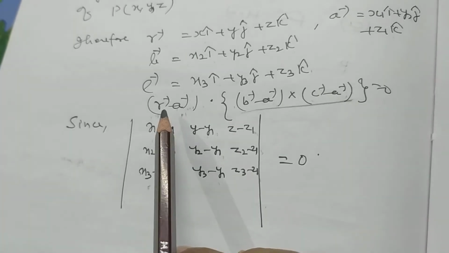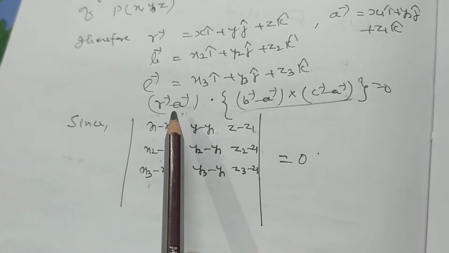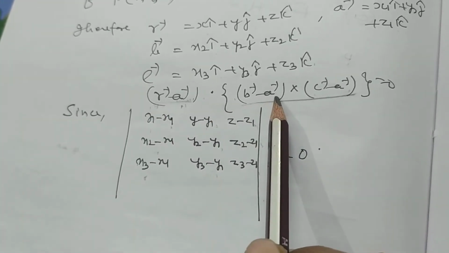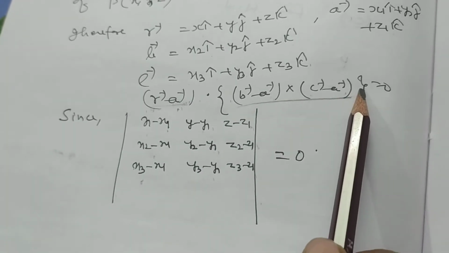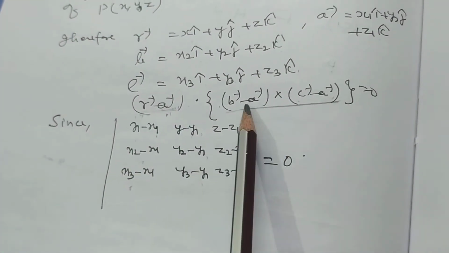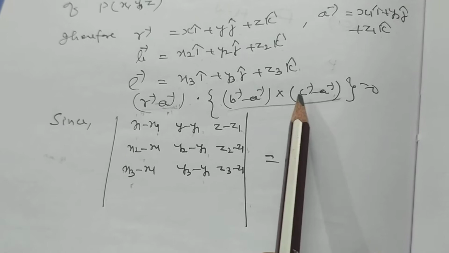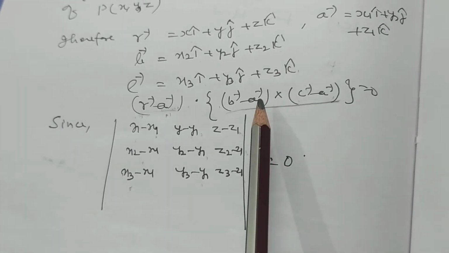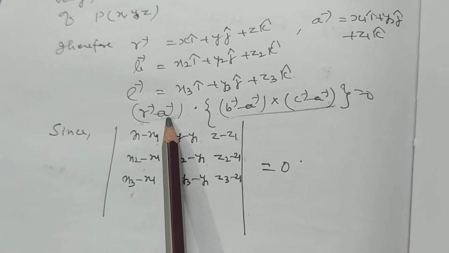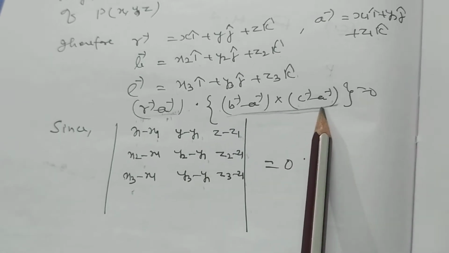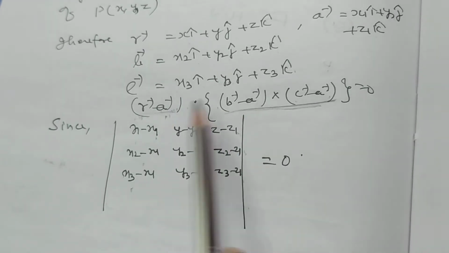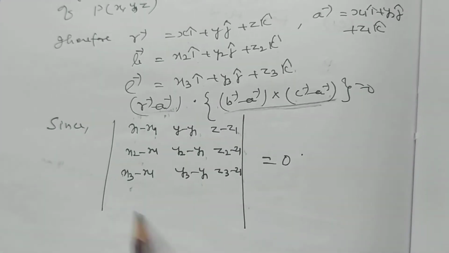And the vector equation of the plane passing through 3 points is: vector r minus vector a, dot product with vector b minus vector a cross vector c minus vector a. Vector b minus a cross c minus a will be perpendicular to the plane, and r minus a lies in the plane. So by taking its dot product, we can get the equation of the plane.